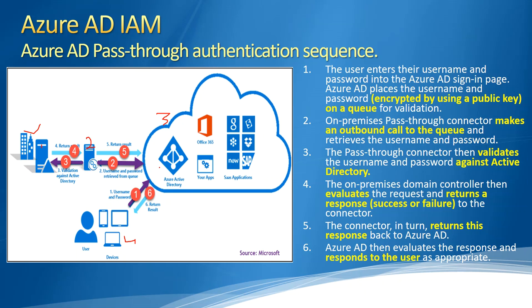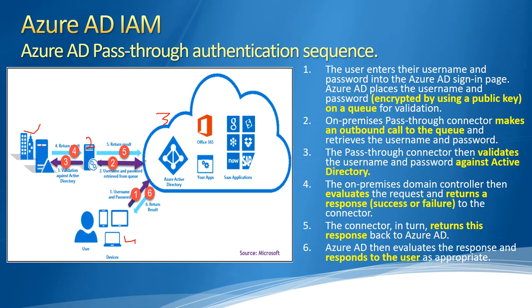Now, when they put in their username and password, Azure Active Directory recognizes that it has been set up for pass-through authentication, which means it doesn't have the user's password. Rather, it recognizes the user, but doesn't have the password. So it has to authenticate this user using pass-through authentication. Once the user has put in the username and password, Azure AD puts them in a queue. It's called the authentication queue, you can say.